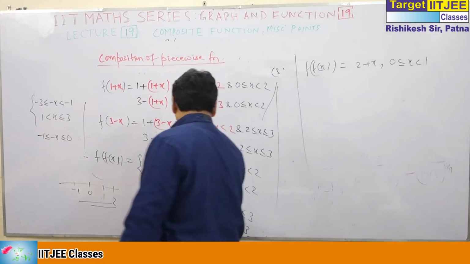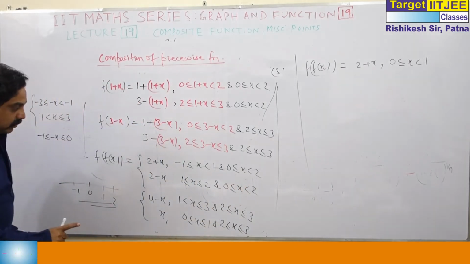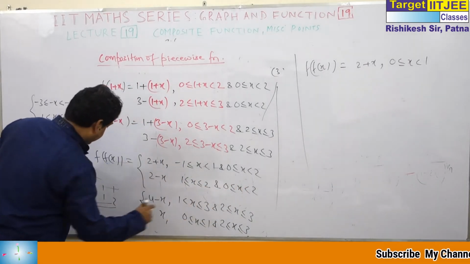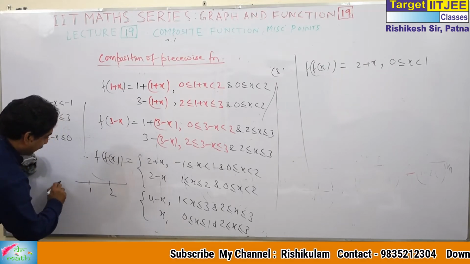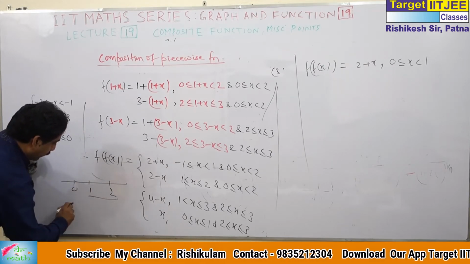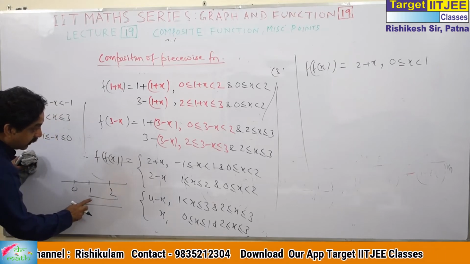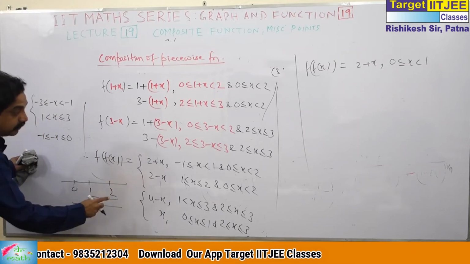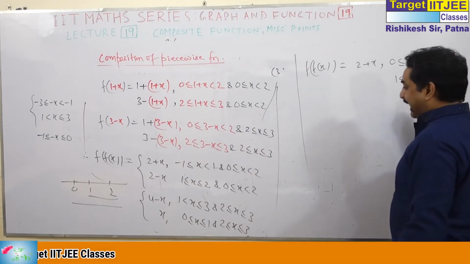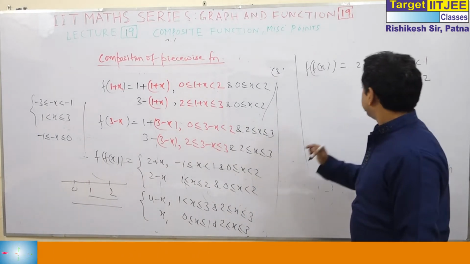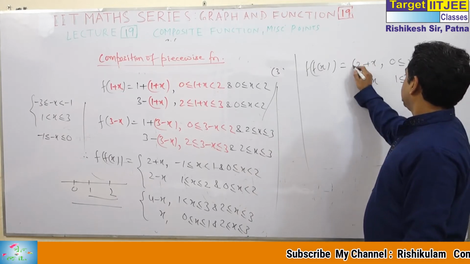What is common between 1, 2 and 0, 2? You can see this is 1 to 2 and this is 0 to 2. Common is actually 1 to 2. So this common is 1 to 2, but we cannot take 2 because of this. In this it is 2 minus x.